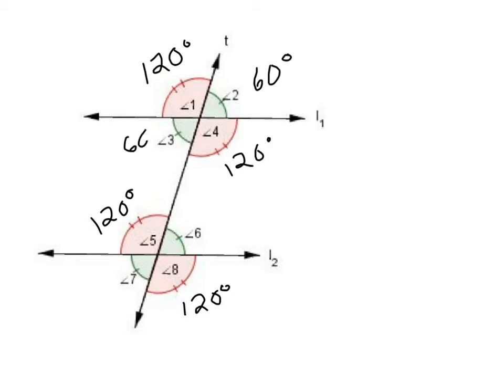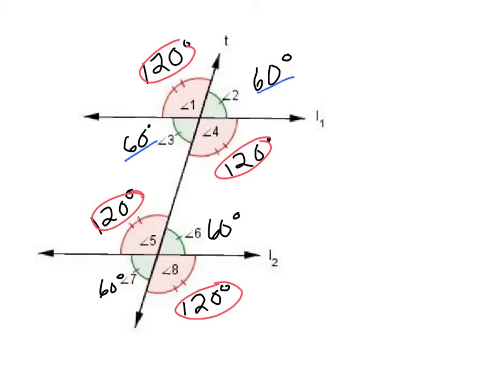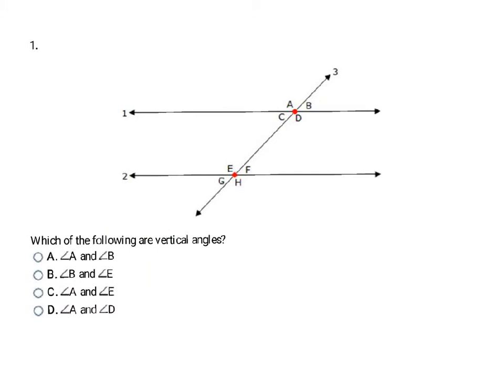And then all of these other green angles, following the rules that we just talked about, are also going to be 60 degrees. So when you have the transversal crossing two parallel lines, it creates this pattern where you have one measurement in these four places and then the other measurement in the other four places. So now let's look at some example problems.